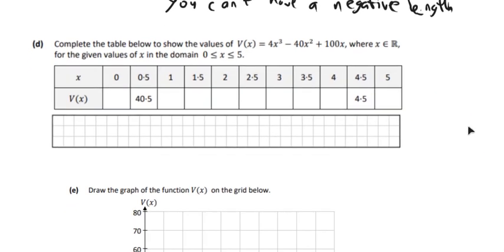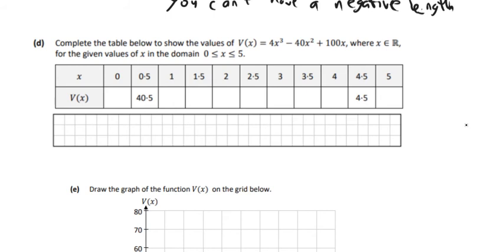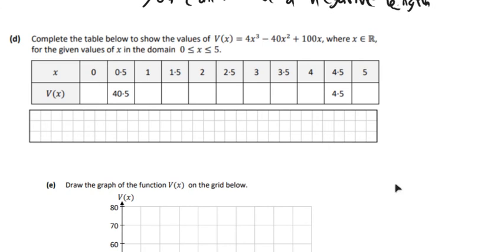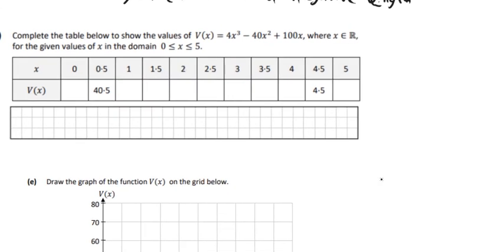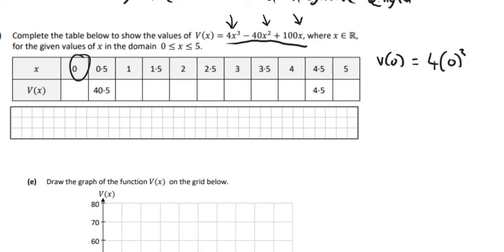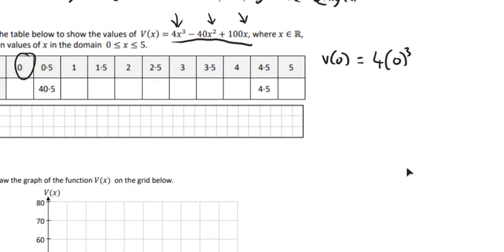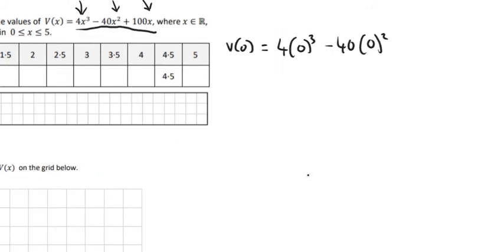So I'll complete the table then and show the value for V of x equal to 4x cubed minus 40x squared plus 100x. What you're doing here is subbing each of those in instead of x in this. To get the first one, you're putting a 0 in instead of the x in each of them. So V of 0 would be 4 times 0 cubed, minus 40 times 0 squared, plus 100 times 0. This is just going to be 0 in the end.